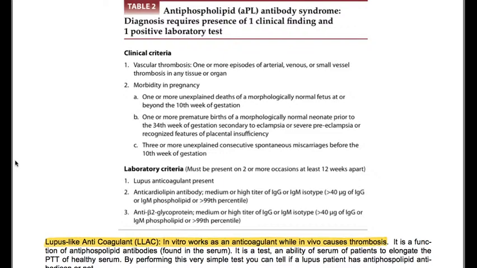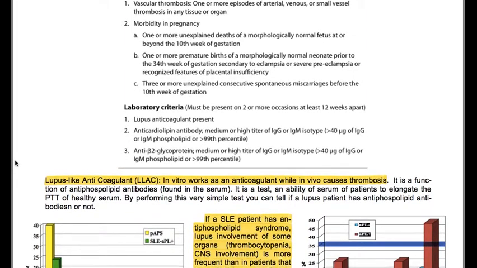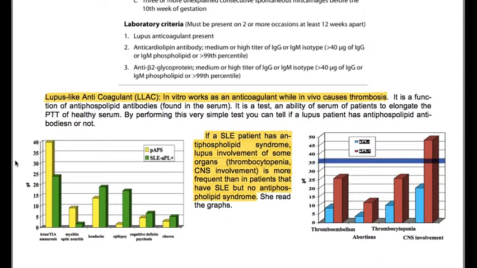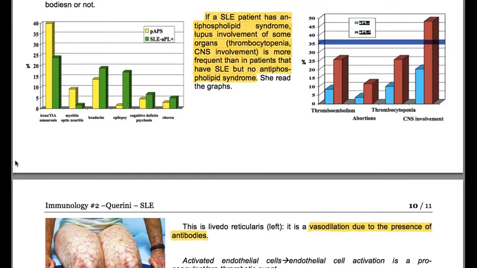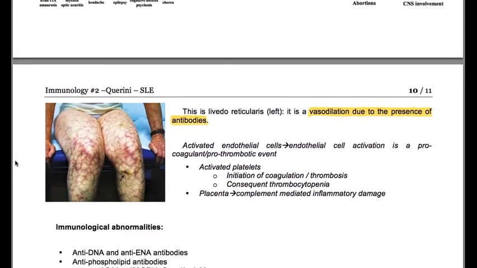Lupus anticoagulant, in vitro, works as an anticoagulant, while in vivo it causes thrombosis. It's a function of antiphospholipid antibodies found in serum. It's a test of the ability of the serum of patients to elongate the PTT of healthy serum. By performing this very simple test, you can tell if a lupus patient has antiphospholipid antibodies or not. If an SLE patient has antiphospholipid syndrome, lupus involvement of some organs, thrombocytopenia, CNS involvement, is more frequent than in patients that have SLE but no antiphospholipid syndrome.